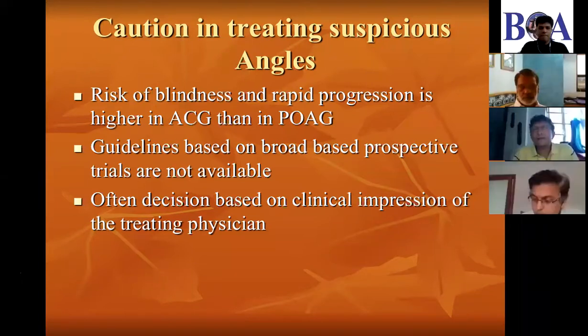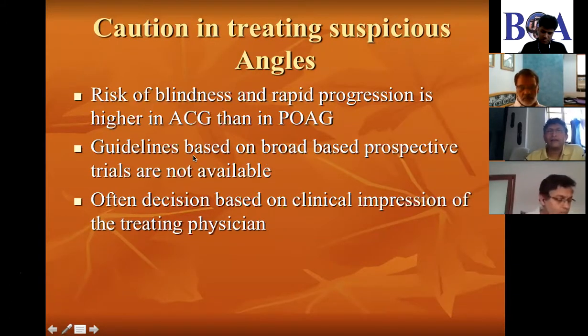And even if the pressure is 21, 22, you probably need to put some drops and bring it down. And if you don't do that, the chances that this patient will rapidly progress to blindness is much higher than if it was an open angle. Also today, guidelines based on broad prospective trials are not available in angle closure, and the decision is often based on the clinical impression of the treating physician. These are limitations, but still looking for angle closure is very important in all patients whom you see.